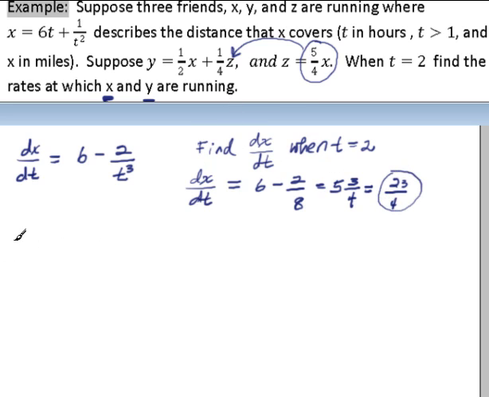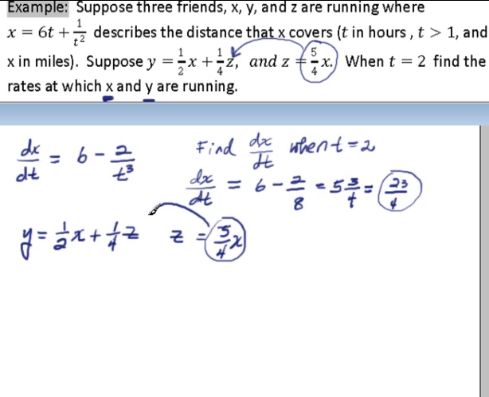So next, we have y equals 1/2 x plus 1/4 z, and we have z is equal to 5/4 x. So we're going to first substitute and then differentiate, which is usually how we do it. Substitute, get rid of the unwanted variable. This is common in these related rate problems. First substitute, then differentiate with respect to t. Then you find dy/dt on this side, and on the other side it'll be dx/dt.